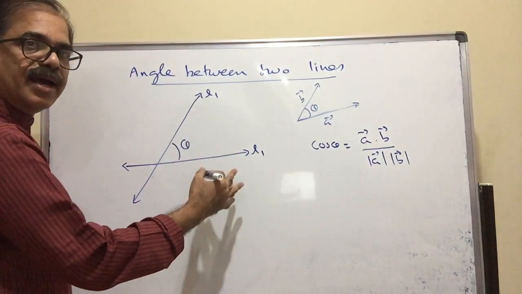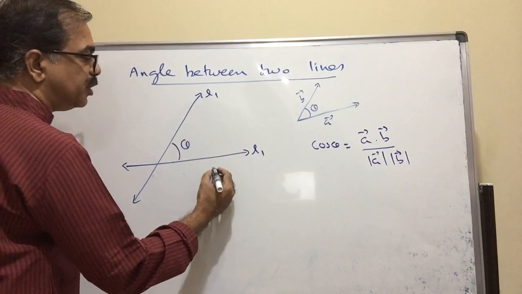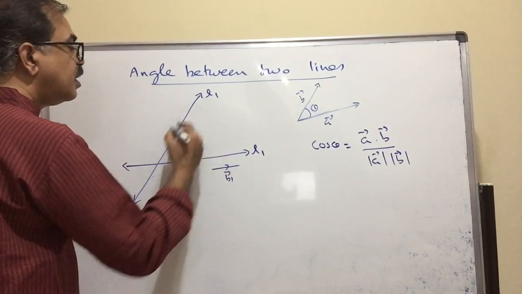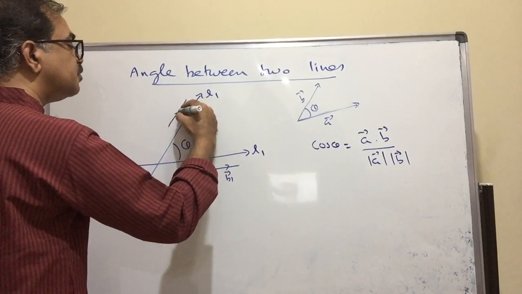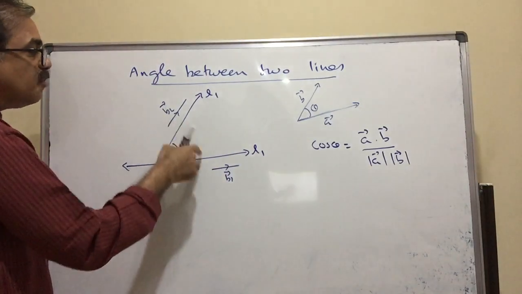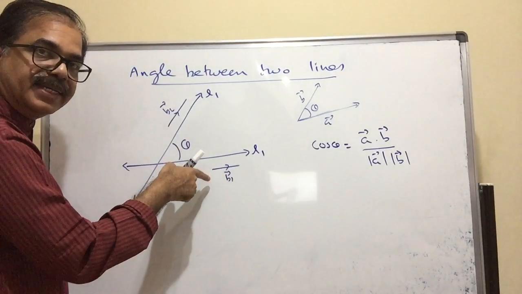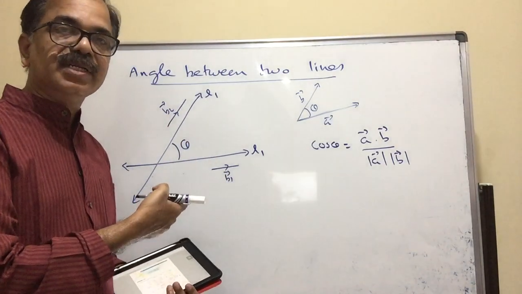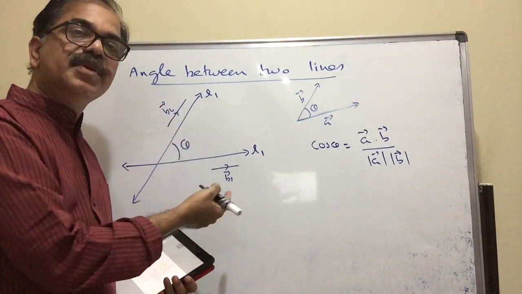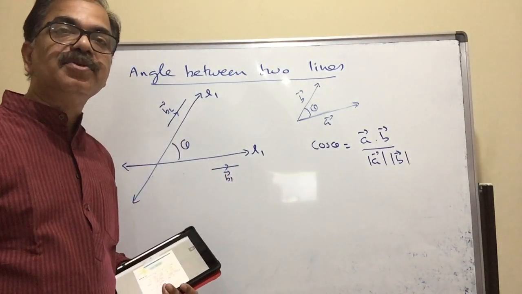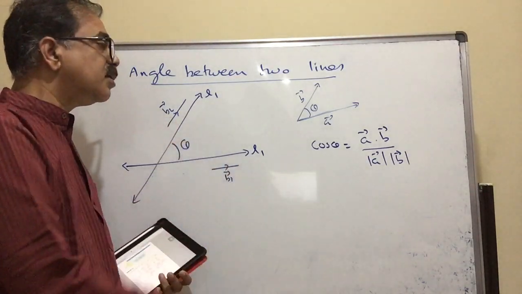We know that every line has a direction vector on it. So L1 has a direction vector, we call that B1, and L2 also has a direction vector, a parallel vector to it, which is B2 vector. Now if I want to find out the angle between the two lines, isn't that the same as the angle between the two direction vectors? So to find the angle between the two lines, practically what I will do is find out the angle between the two direction vectors, B1 and B2.